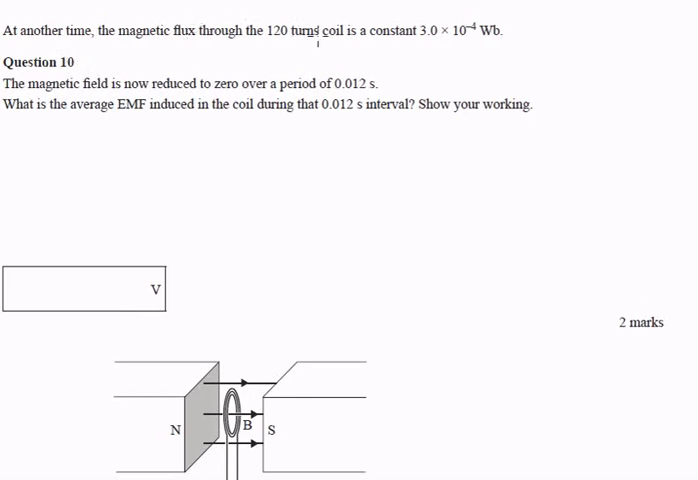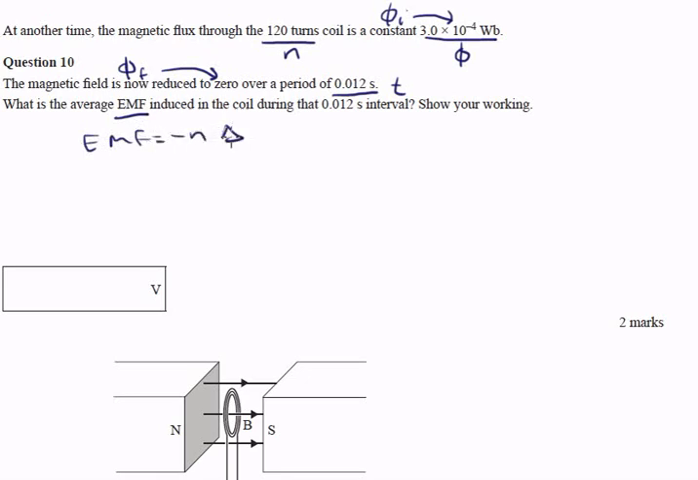Right, another question. The magnetic flux through these is N, there's a constant flux of that much. The magnetic field is now reduced to 0 over a period of this time. So the magnetic field is reduced to 0, and therefore the final flux also goes to 0. And this must be the initial flux. Calculate the EMF, same as before.